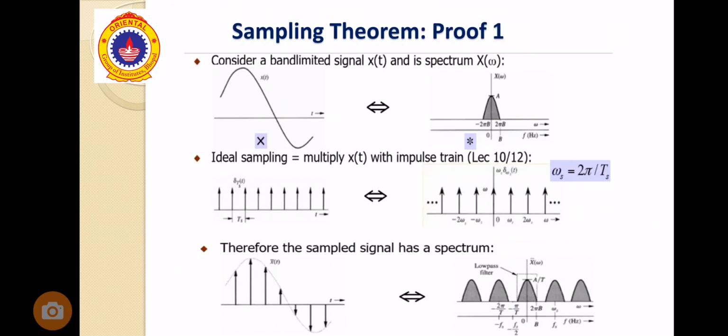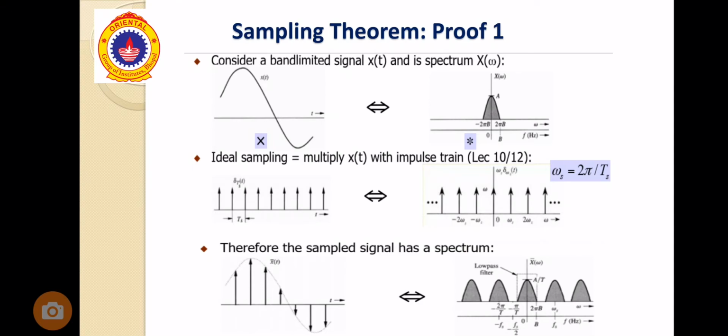Sampling theorem proof. First, we are considering a signal x(t), an analog signal. This is the time domain. In the frequency domain, we suppose the signal is X(omega), from minus 2 pi B to plus 2 pi B. The bandwidth is B. We are multiplying this analog signal by the train of impulses delta Ts(t). Delta(t) is an impulse signal. Delta Ts(t) means train of impulses. Train of impulses is nothing but a periodic impulse signal.